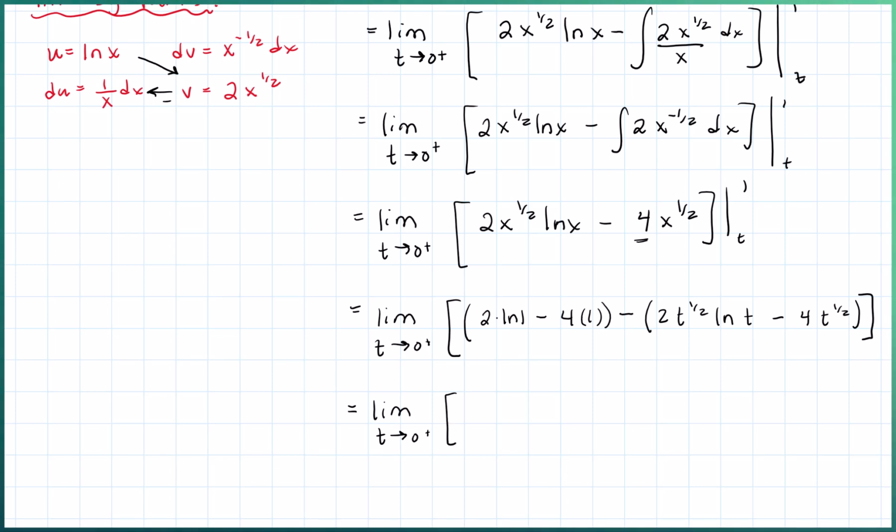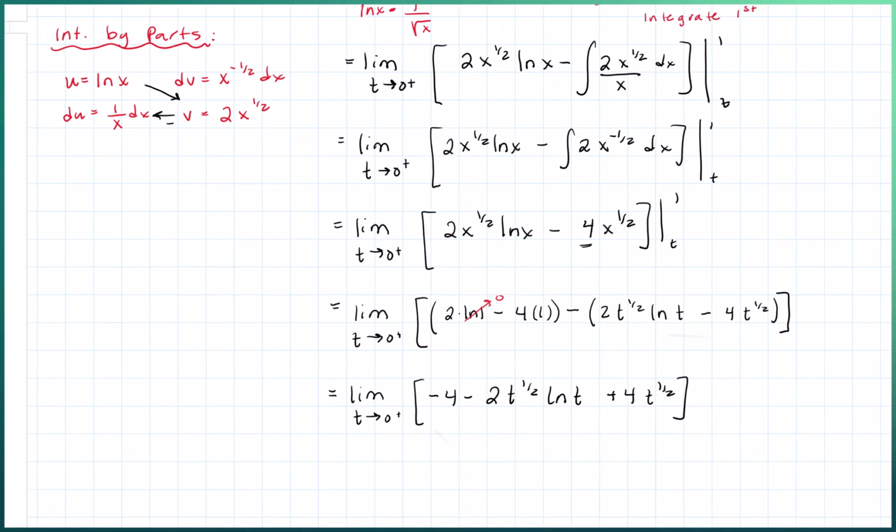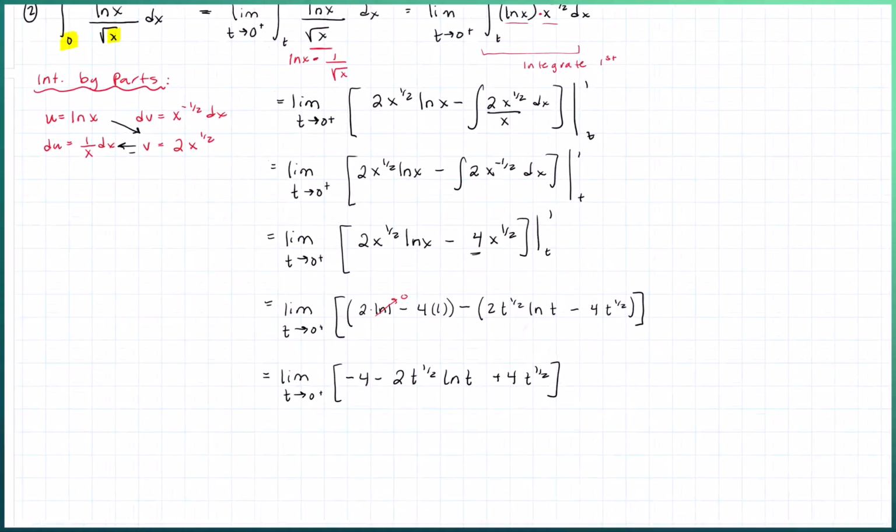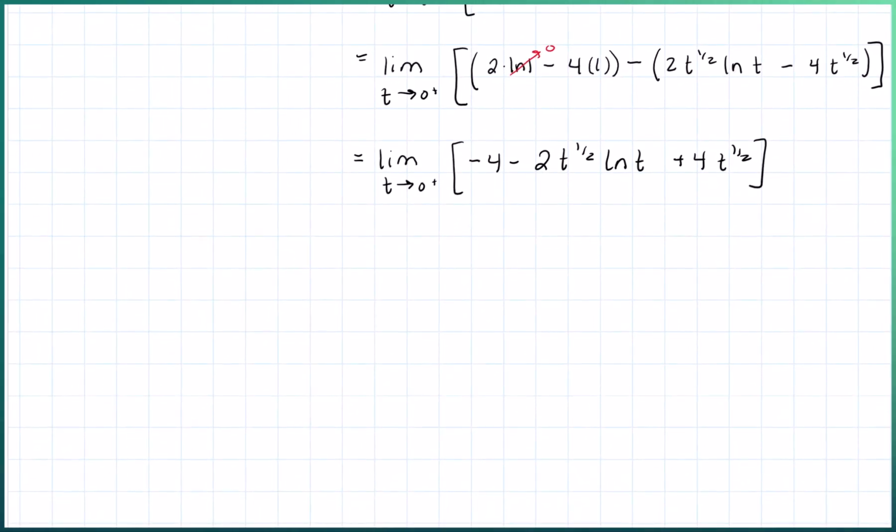In this first term right here, the natural log of 1 is 0, so I just get a minus 4 minus 2t to the 1/2 natural log of t minus a minus, so plus 4t to the 1/2. Whew, okay. So we've got our integral through integration by parts. Now I can focus in on taking the limit.